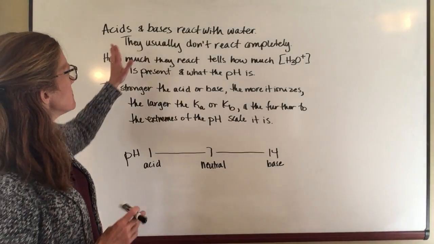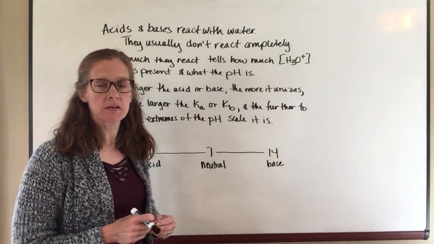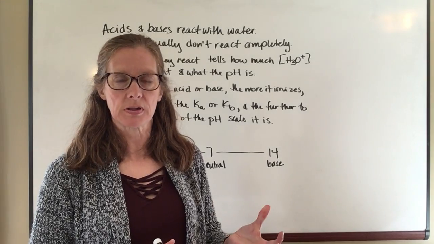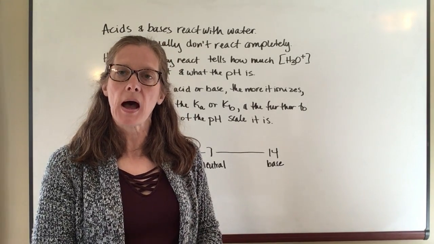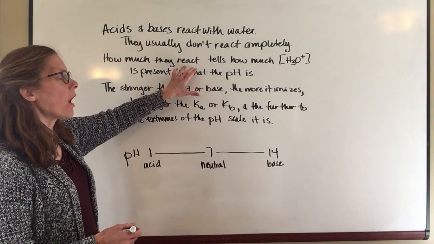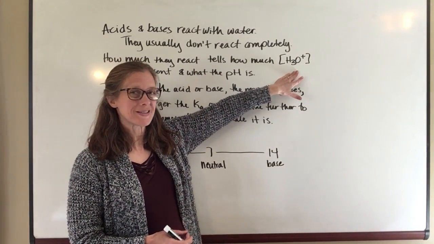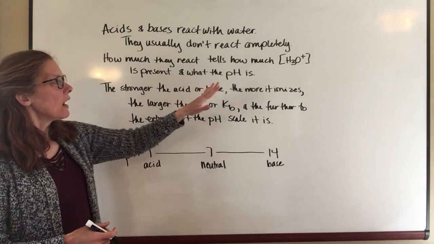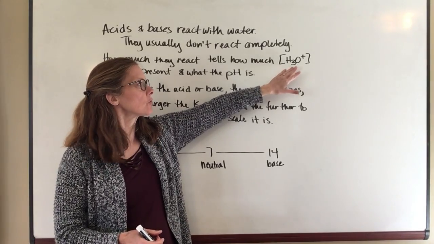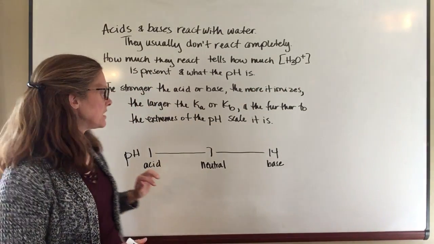Acids and bases also react with water. Now, they normally do not react completely. There are some really, really strong acids or really, really strong bases that do ionize completely. Again, that's all going to depend on how high the equilibrium constant is. And how much they do ionize, how much they react, tells me how many hydronium ions are going to be present in the solution. And the pH is a measure of how many hydronium ions are in the solution. So the more of this there is, the lower my pH is going to be.